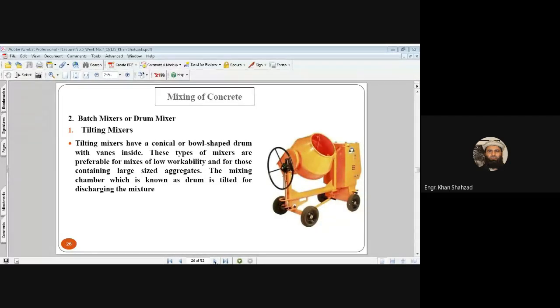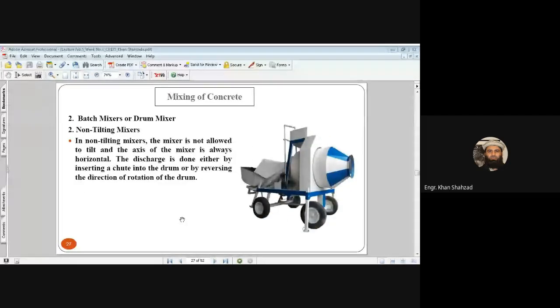Another one is the non-tilting mixer. It is clear from the name: its axis is fixed and it is not tilting. That's why it is called a non-tilting mixer. In non-tilting mixers, the mixer is not allowed to tilt and the axis of the mixer is always horizontal. The discharge is done either by inserting a chute into the drum or by reversing the direction of rotation of the drum. You must have seen that when it is rotating in this direction, it is mixing the concrete. When you reverse the rotation of this drum, it starts discharging the concrete.